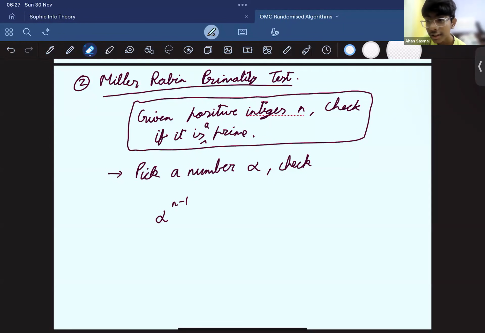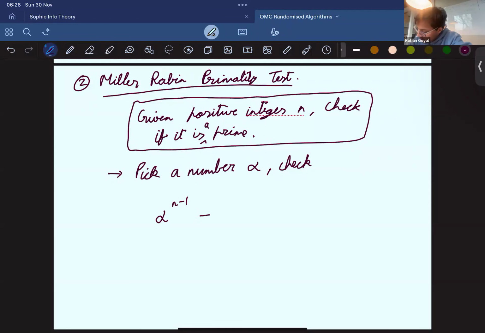It's okay. Since we are discussing random algorithms, I think we should try something random. Okay, good. Very good ideas. Can I finish writing Fermat's little theorem, please? So pick a number alpha, such that alpha to the n minus 1 minus 1 is congruent to 0 mod n.